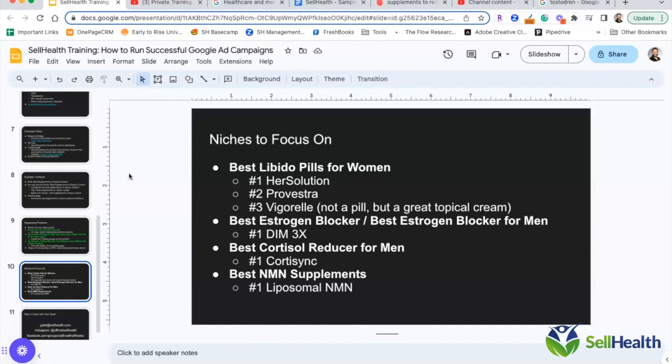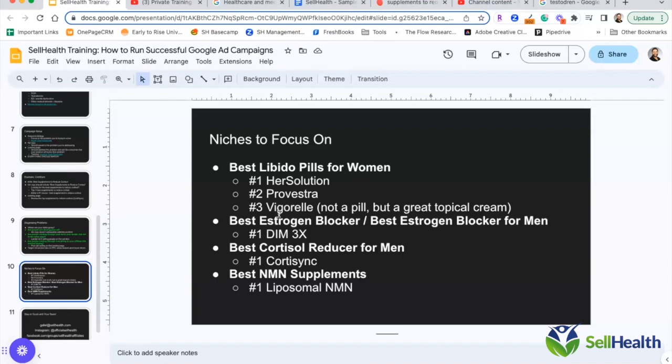You want to target estrogen blockers. I would look for synonyms for estrogen blocker. There are other terms people may be using, like how to reduce estrogen in men. Just look up keywords on that. But basically, best estrogen blocker for men, DIM3X. This is getting a ton of sales right now. There's a reason why DIM3X is one of the top 10 offers in Cell Health's affiliate program. It's because it's a great product and people love it.